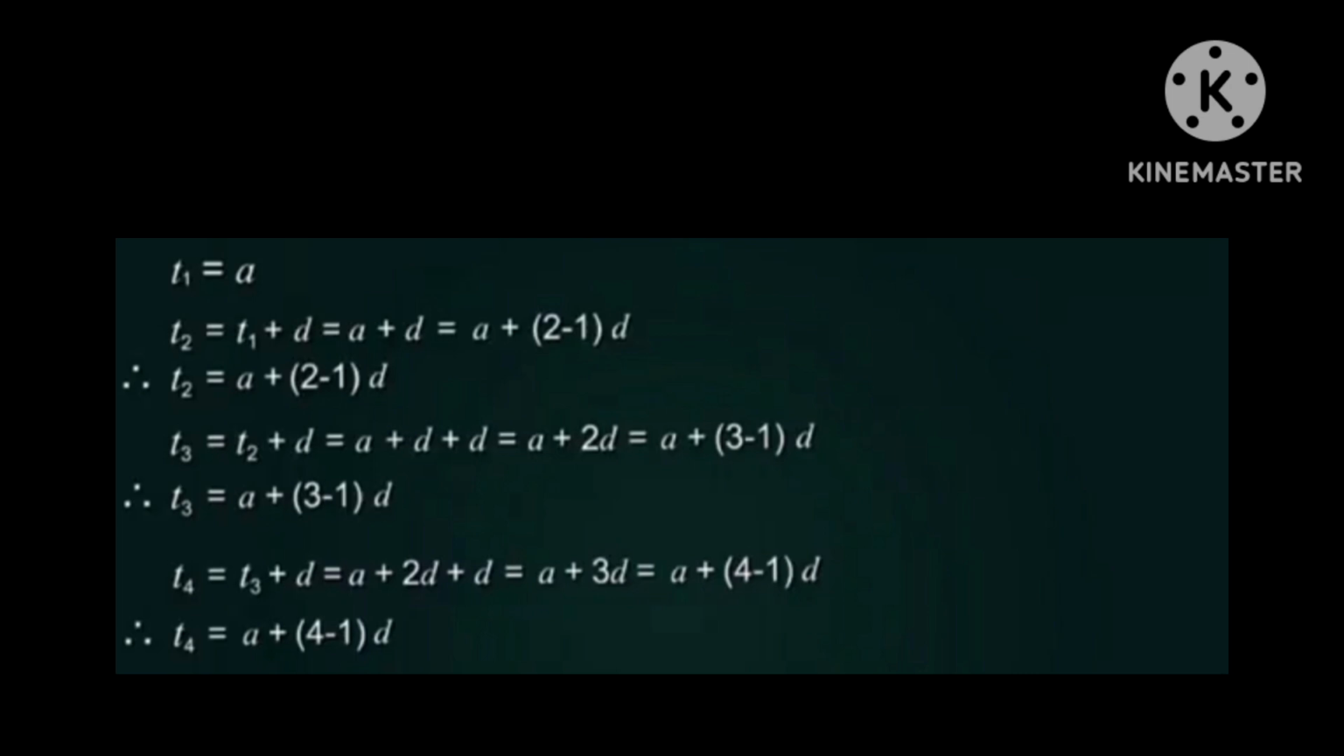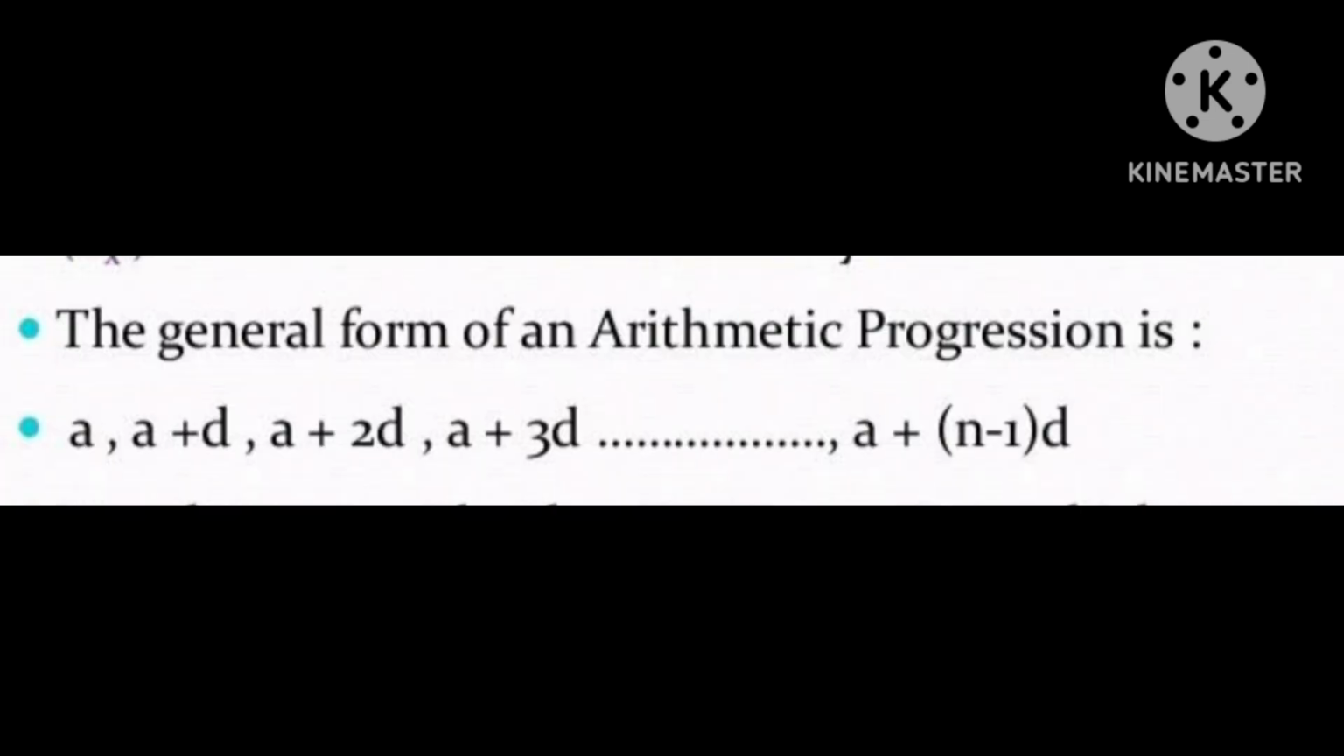Similarly, we can calculate the fourth term by T4 is equal to A plus 4 minus 1 into D. Hence, in general, an arithmetic progression can be written as A, A plus D, A plus 2D, A plus 3D, and so on, A plus n minus 1 into D.